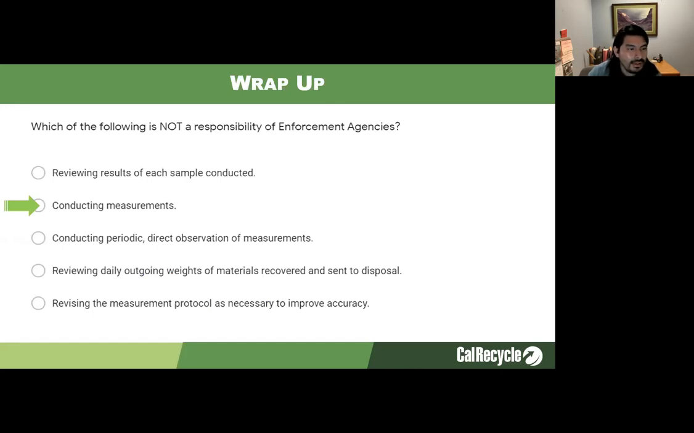Which of the following is not a responsibility of the EA enforcement agencies? A lot of these answers reference a review of documents. Take a look at the second and third one there. One is conducting measurements. One is conducting periodic direct observation of measurements. So EAs, what they do is they observe the measurements, but they do not conduct measurements. That's the responsibility of the operator. So the correct answer here will be the second one.